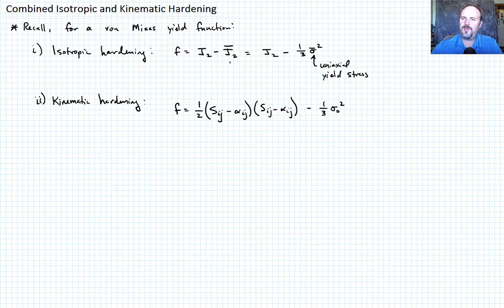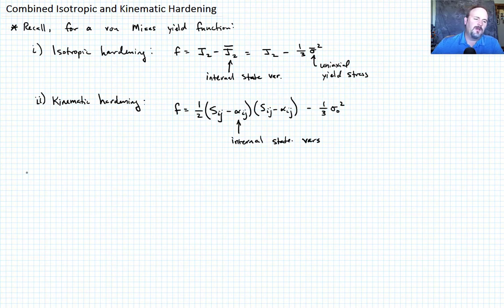So in both cases, we had internal state variables. And then in the kinematic hardening case, our back stress was a set of internal state variables, right? Okay, so now we're going to introduce a couple assumptions. So here are some assumptions that we're going to use going forward.